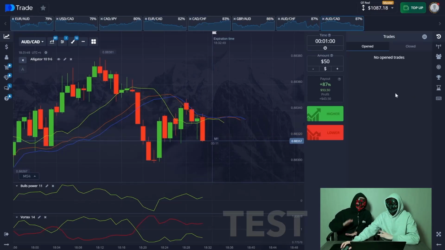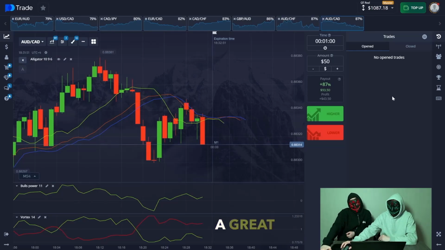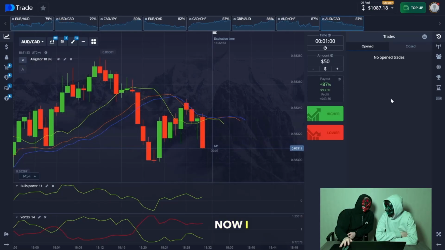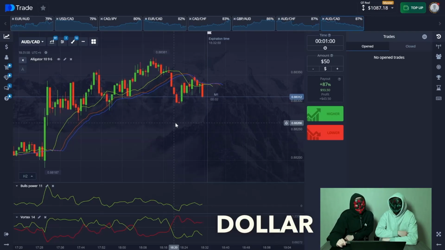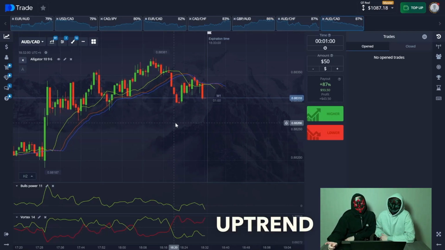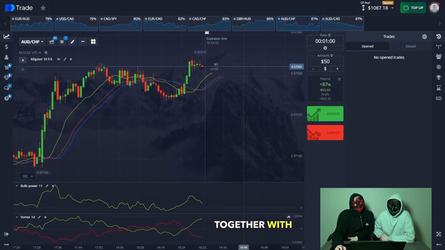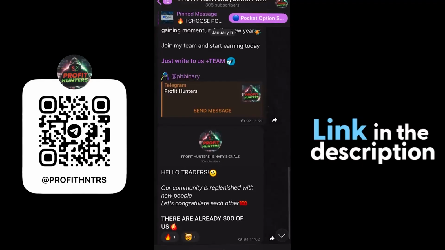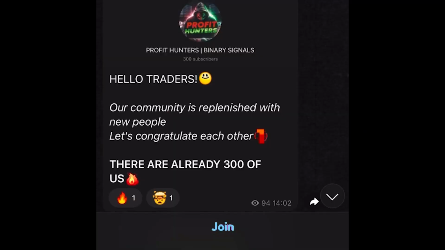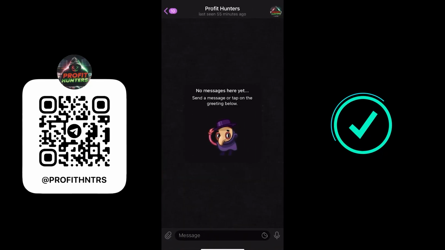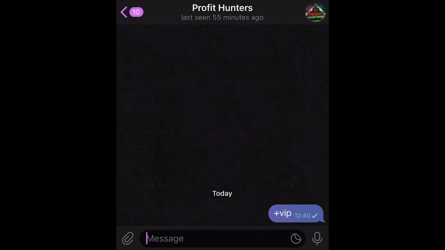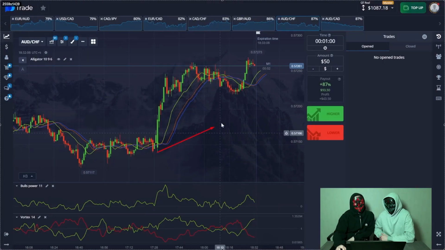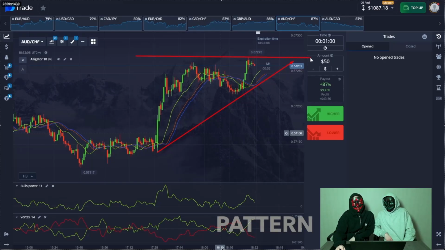We conducted a small test. The next trade will open red, a great deal, green. Now I will try to make good results and I will change the currency pair, Australian dollar, CHF, and we have a global uptrend. We will now draw, friends, together with you, the global trend and the resistance area. We have a pattern triangle.